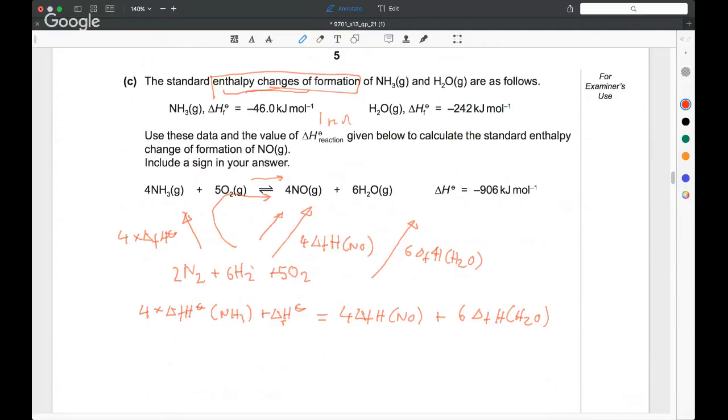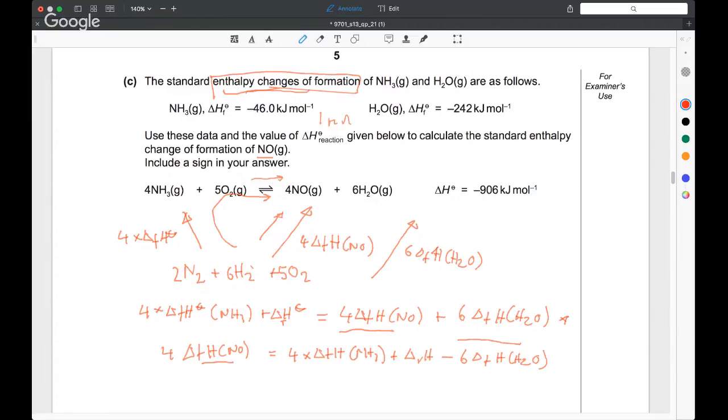And so the only thing that's left then is to rearrange this equation, because we need to make this the subject of the equation, because that's what it's asking us to find out, the standard enthalpy change of formation of nitrogen monoxide. So let's just rearrange all of that. We're going to have 4 lots of the standard enthalpy of formation of nitrogen monoxide. That's what we're trying to find out. And to do that, we just need to subtract this term from both sides of the equation. So we've got 4 times the enthalpy of formation of ammonia plus the enthalpy of the reaction minus 6 times the enthalpy of formation of water. So we've used Hess's law to create this equation here, and then we've just rearranged it to make the value that we want the subject of the equation.